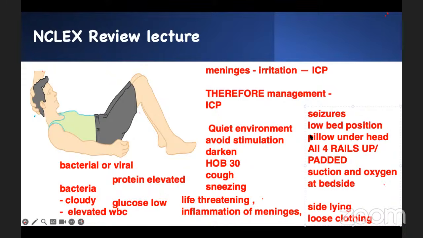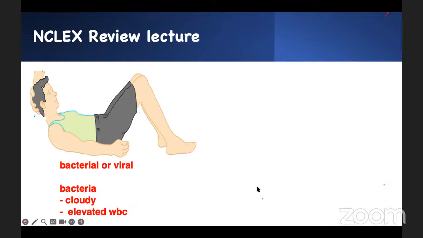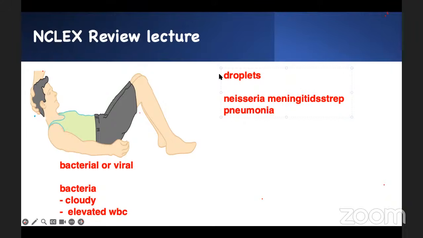Now, I've talked about everything. I intentionally left one thing because that's what most people forget about. This is the key. The key is what? Droplet precaution. Most of this is caused by Neisseria meningitidis, or it can be caused by Strep pneumoniae. So those are the most common organisms that you will find for this particular problem. Because of that, you have to institute droplet precaution.